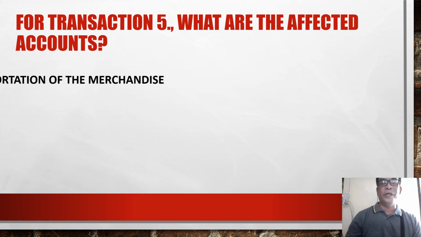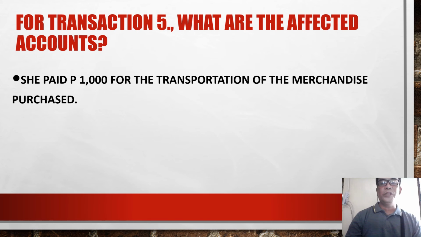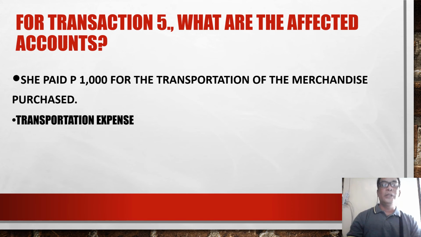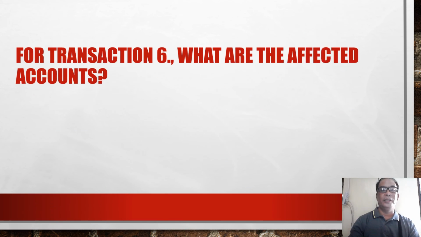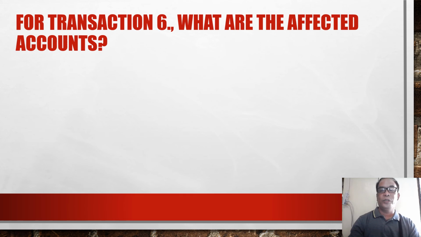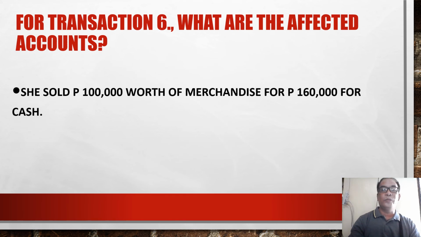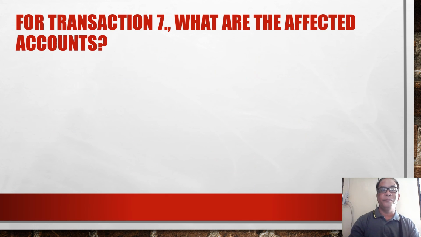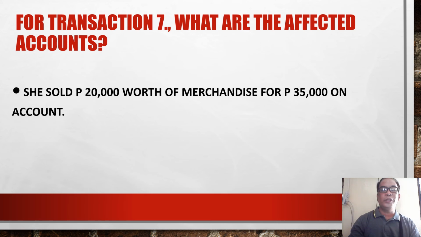For transaction number 5, she paid 1,000 for the transportation of the merchandise purchased. Meron tayong transportation expense. At syempre, may cash din. For transaction number 6, what are the affected accounts? She sold 100,000 worth of merchandise for 160,000 for cash. May cash and income. For transaction number 7, what are the affected accounts again? She sold 20,000 worth of merchandise for 35,000 on account. So we have accounts receivable and income.